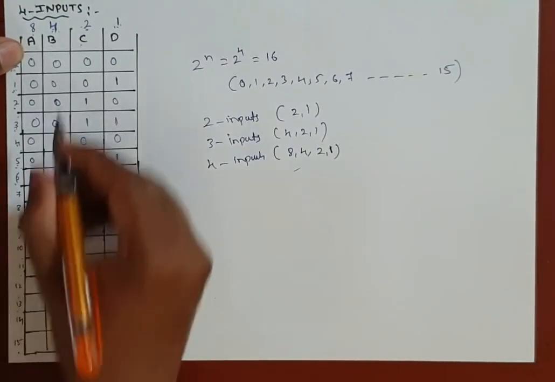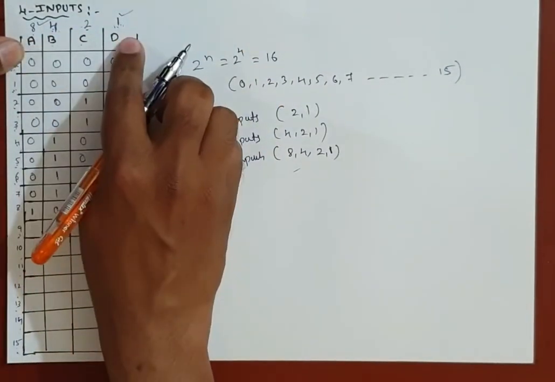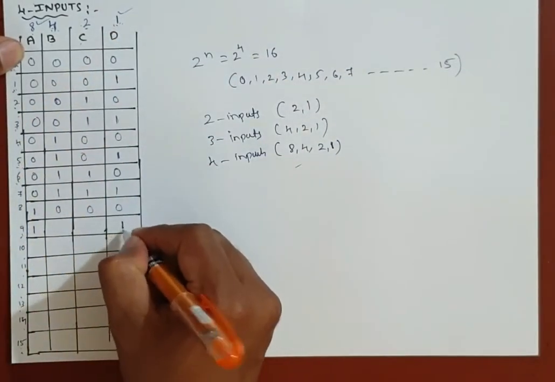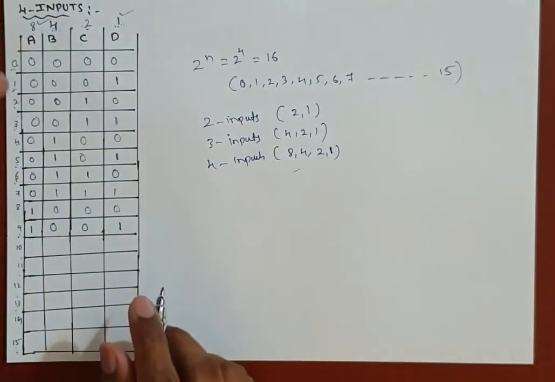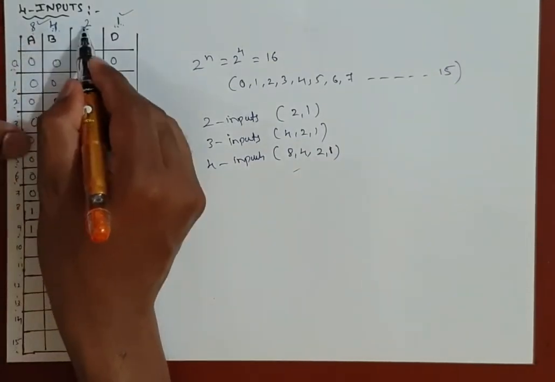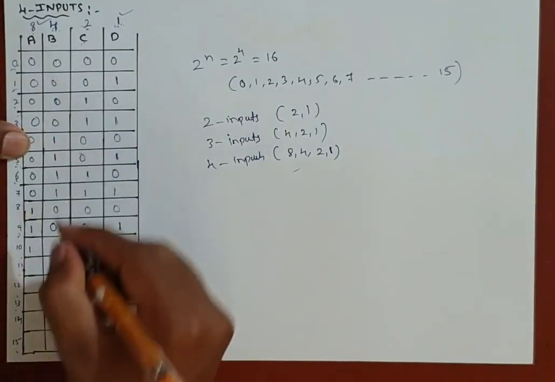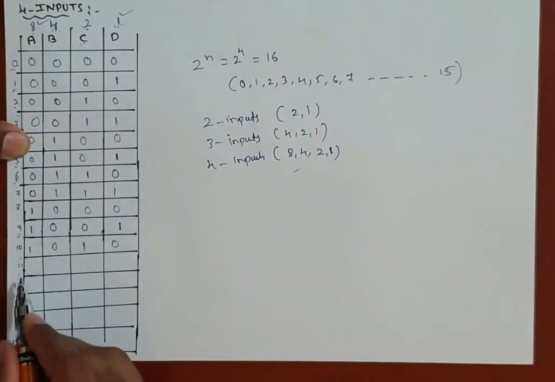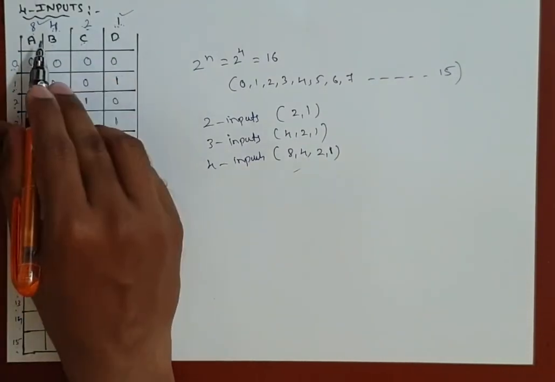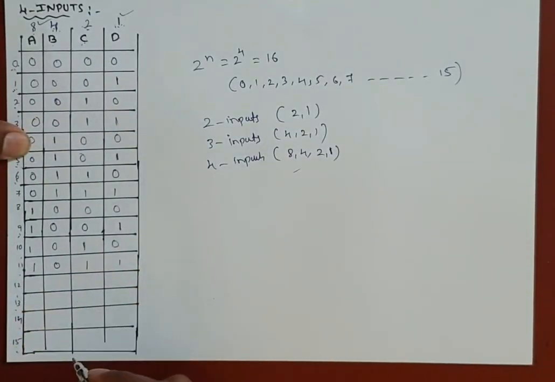Next we require 9. 9 means 8 plus 1. It means I have to make use of A column and D column, and the remaining entries are 0. Next we require 10. 10 means 8 plus 2. I have to make use of A column and C column. 8 plus 2 is 10, and the remaining entries are 0. Next we require 11. 8 plus 2 is 10, 10 plus 1 is 11. I have to make use of A, C, D columns. 1, 1, 1, and the remaining entries are 0.